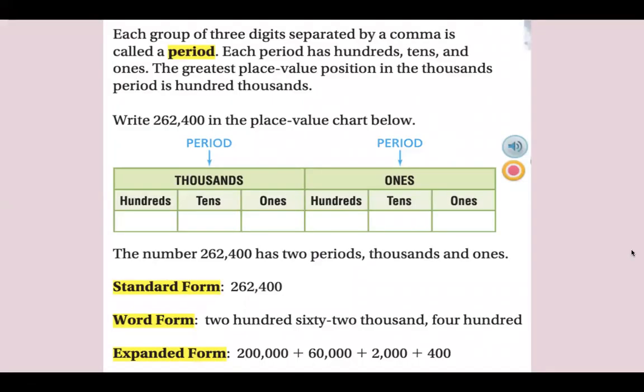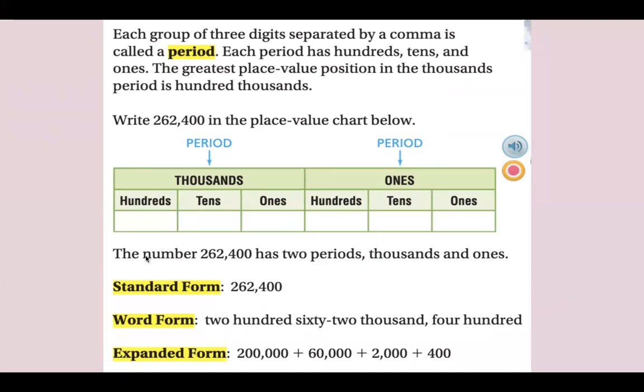All right, so talking again about the different periods. Each group of 3 digits is separated by a comma, and it's called a period. And each period has a hundreds place, a tens place, and a ones place. Hundreds, tens, ones. The greatest place value position in the thousands period is the 100,000. So this is the biggest place value in this thousands period.